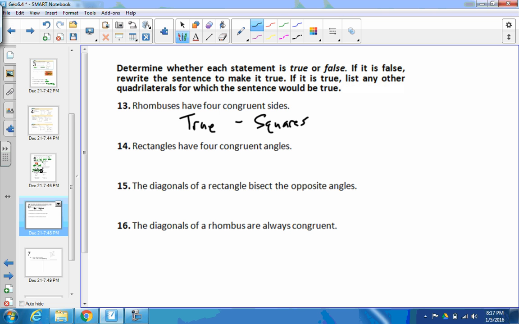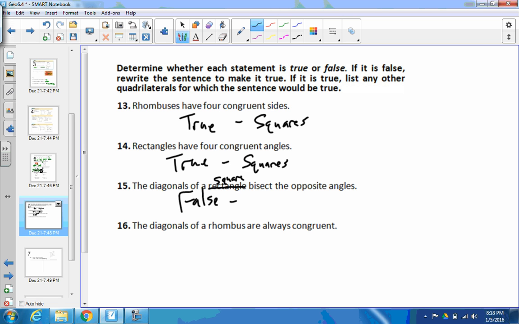Number 14, rectangles have 4 congruent angles. That is true. They're all 90 degrees. Squares also have 4 congruent angles. Interesting. Number 15, the diagonals of a rectangle bisect the opposite angles. We're going to say false, unless we change it to diagonals of a square. A square is a rectangle, but not all rectangles would fit this description.